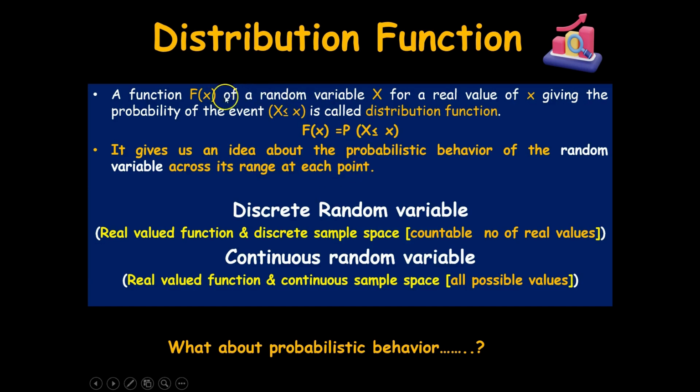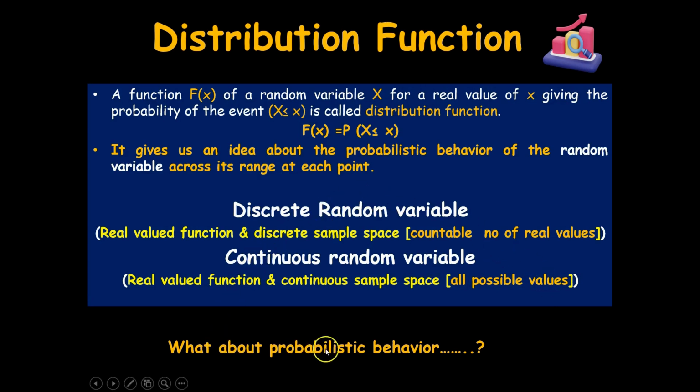Now when we talk about random variables, we have two different categories. One is discrete random variable and another one is continuous random variable. Both are real valued functions, but a discrete random variable is defined on a discrete sample space. That means it can assume a countable number of real values, but a continuous random variable is defined on a continuous sample space, and it can assume all possible values, like fractional, decimal, integral, anything.